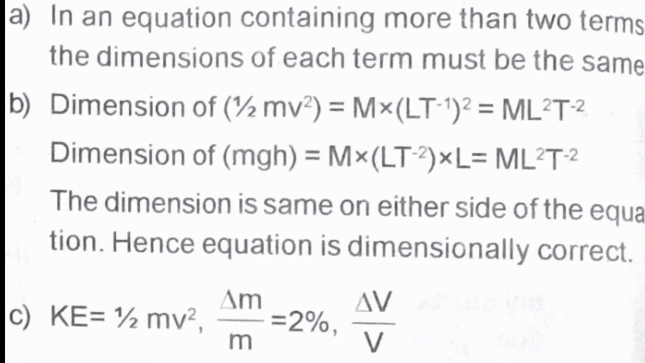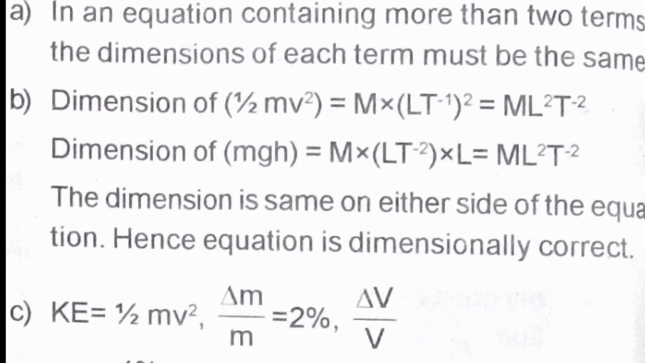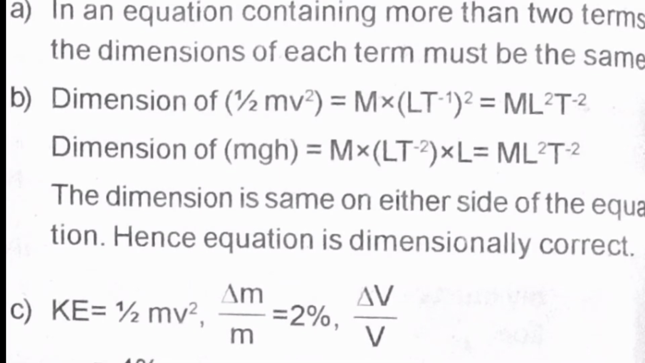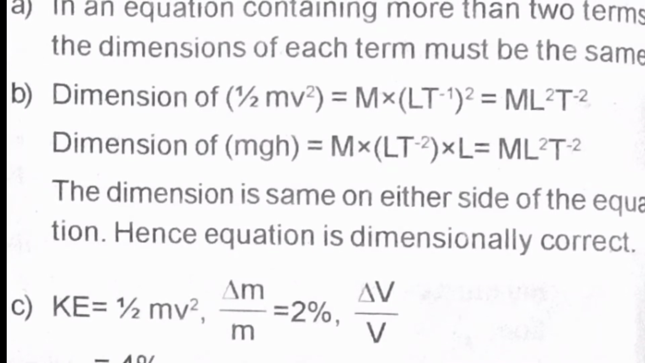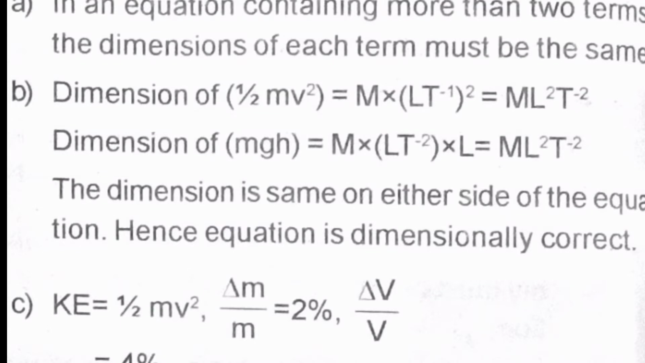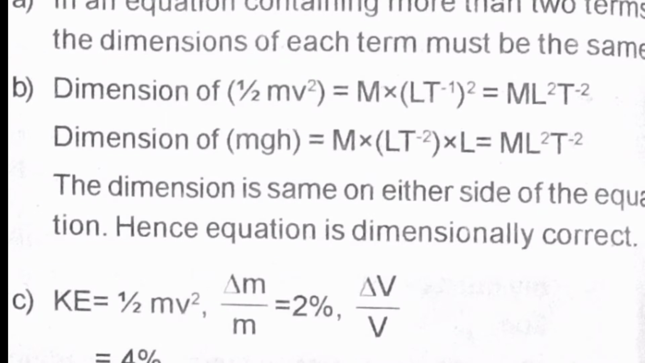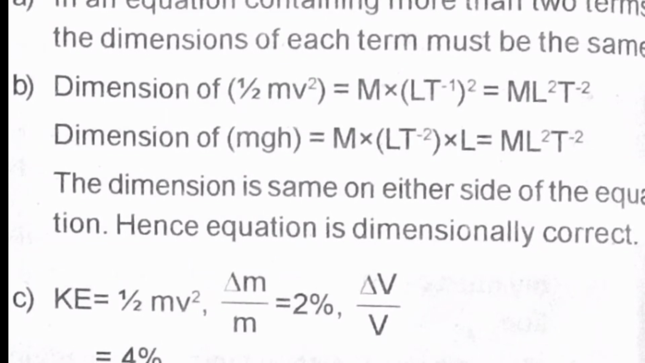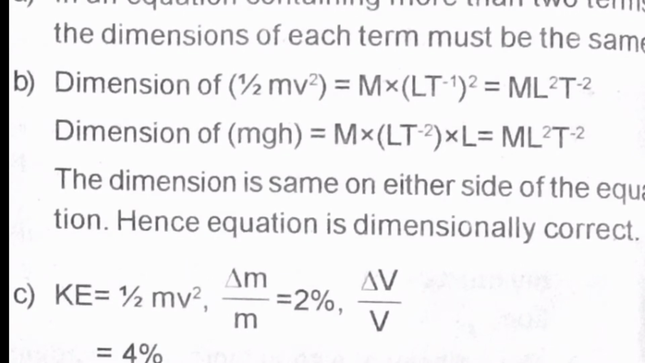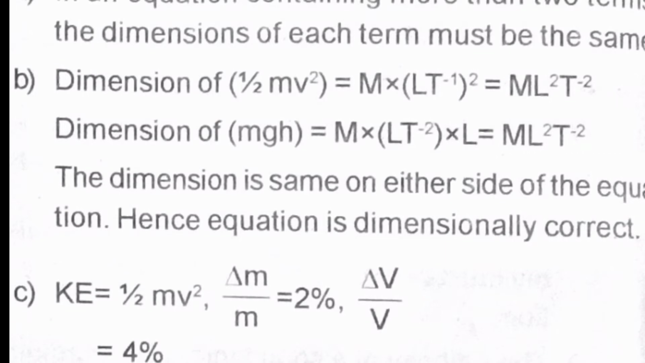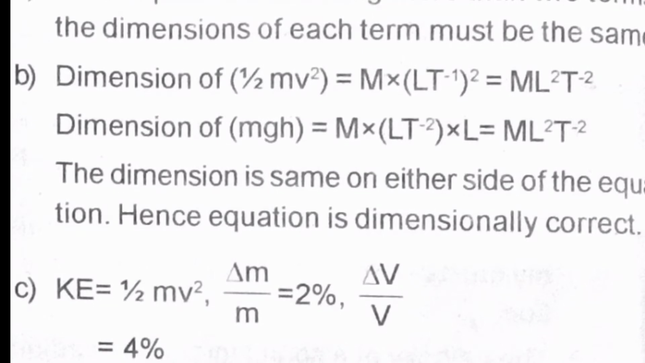What is the first question? We have to state the principle of homogeneity. We have studied the principle of homogeneity, right? What is it? Suppose there are more than 2 terms in an equation. Then, in order to check the correctness of the equation, we have to find the dimensions of each term, and the dimension of each term must be the same. Then only it will be dimensionally correct. So how can we state it? The statement is: in an equation containing more than 2 terms, the dimensions of each term must be the same. Now we can answer the second question.